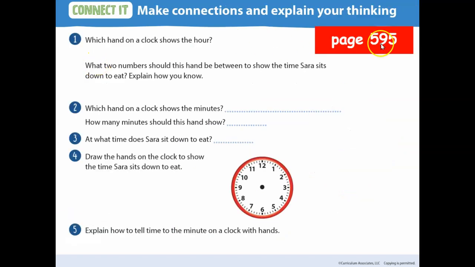All right, look on page 595. It says, which hand on the clock shows the hour? Which hand? The short hand. Yes. What two numbers should this hand be between at the time Sarah sits to eat? Okay. So which hand shows the minutes? The long hand, right? So which hand shows it? You said the short hand, right? This is the long hand.